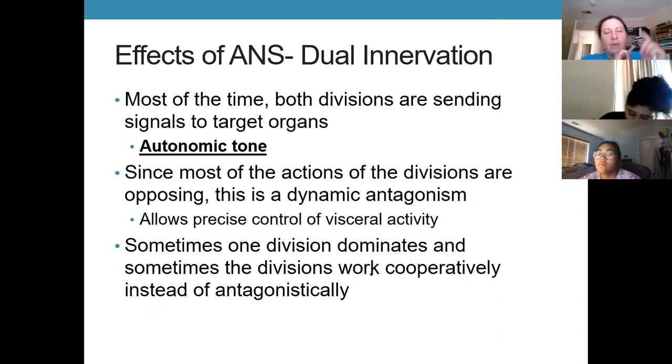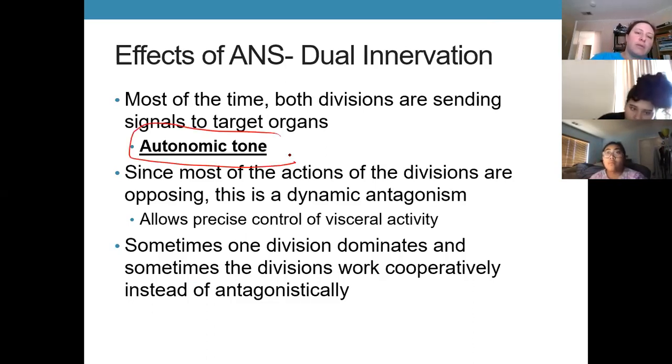most of the time, both the sympathetic and the parasympathetic divisions are sending signals to target organs. So there's a constant low-level communication from both divisions of the autonomic nervous system to most of their effector organs. This is very much like how there's always a little bit of stimulation to your skeletal muscles for muscle tone. So we call this autonomic tone.